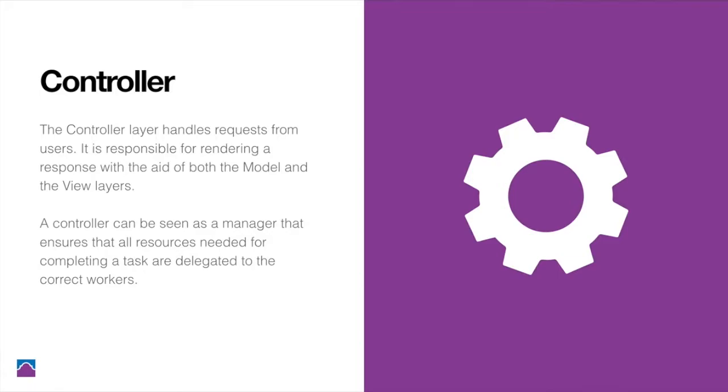And then the controller layer handles requests from users. It is responsible for rendering a response with the aid of both the model and the view layers. The controller can be seen as a manager that ensures that all resources needed for completing a task are delegated to the correct workers. Since we're building dynamic websites, there's data that a controller needs to access, whether you're creating a new row in the database or querying it to get certain information, or querying all of it. The controller is the piece that does that action. It requests data and then delivers it, so that the view can then display it. That's essentially what the controller does. And you can do a lot of things in here.